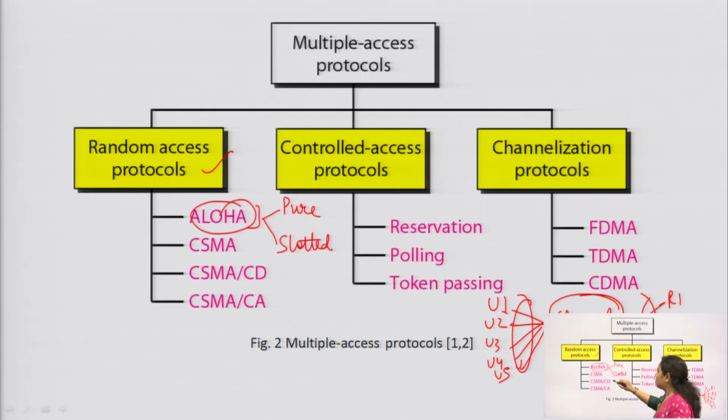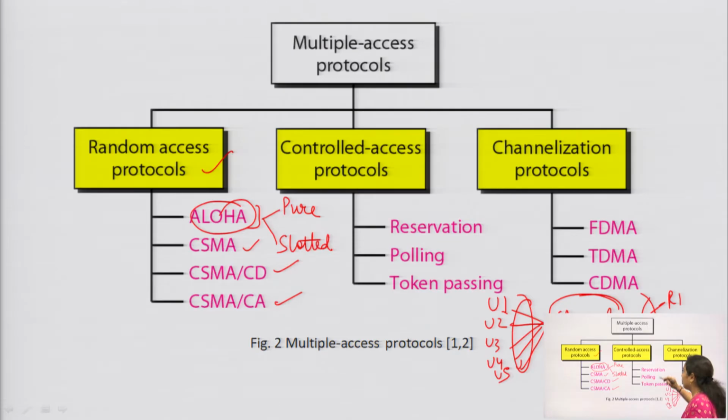Next, a type of random access protocol is CSMA. CSMA is carrier sense multiple access. CSMA/CD is carrier sense multiple access with collision detection. We will see what a collision is and how it can be detected. Next is CSMA/CA, carrier sense multiple access with collision avoidance.